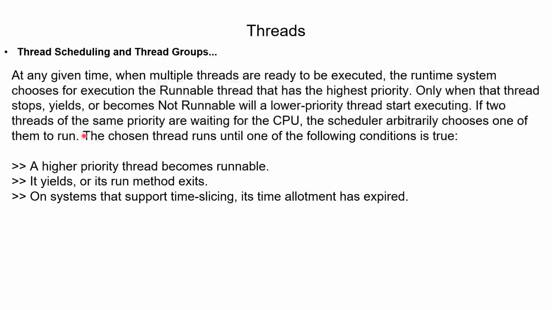If two threads are of the same priority and are waiting for resources, such as the CPU, the scheduler arbitrarily chooses one of the threads to run. The chosen thread runs until one of the following conditions is true. The higher priority thread becomes runnable. It yields, or its run method exits, or on systems that support time slicing, its time allotment has expired.